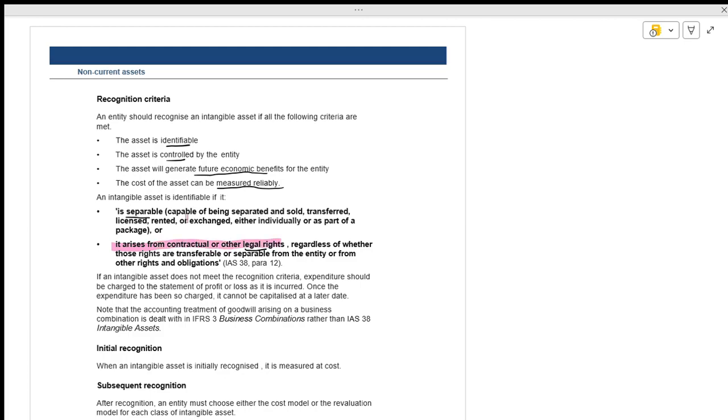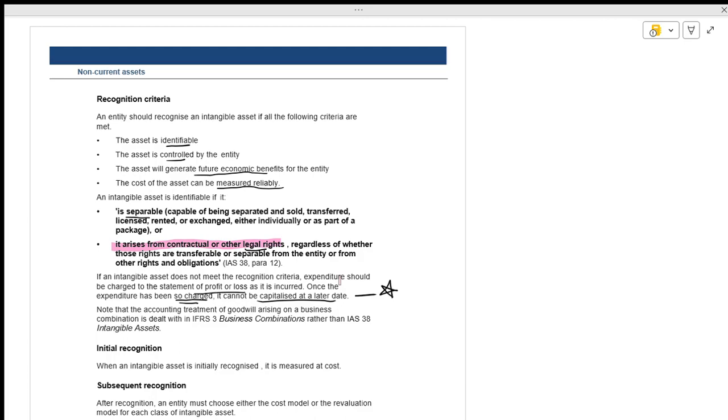If the intangible asset does not meet the recognition criteria, the expenditure should be charged to the profit and loss account. If it is not meeting the criteria, definitely we should not capitalize it. We should not show it under the category of intangible assets. Instead, we have to reflect it in the profit and loss account. Once expenditure has been charged, it cannot be capitalized. Very important point.